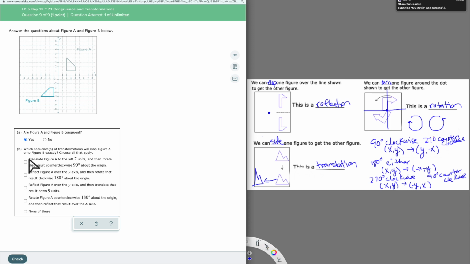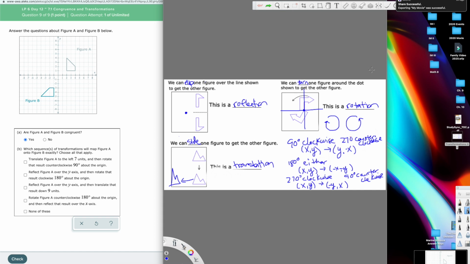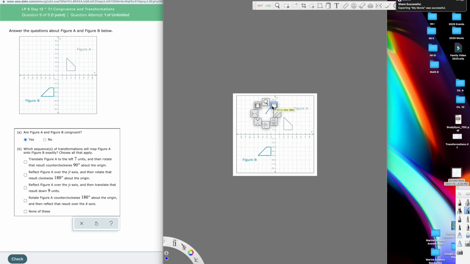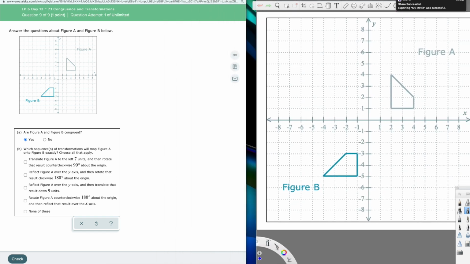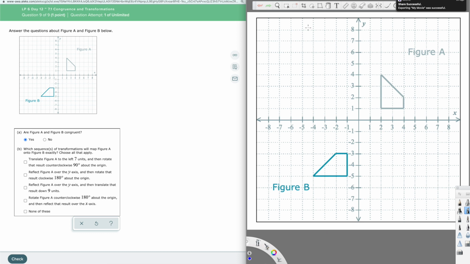So one thing I want to do here, I'm going to steal this guy because this is a little easier to picture, I think, if we can actually kind of tweak the image and see what happens. So this says translate the figure A to the left 7 units. So I'm going to just take this piece and I'm going to go left 7 units. 1, 2, 3, 4, 5, 6, 7. And then I would do the same thing here, so it would end up landing on the same one.